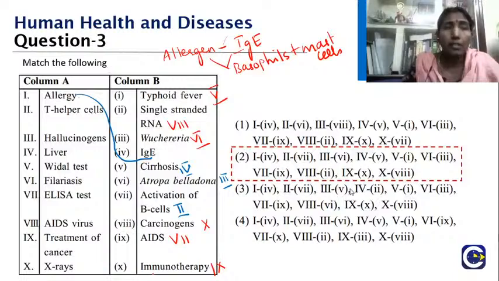The treatment of cancer, apart from all the other therapy, immunotherapy is an upgrowing one in the field of oncology. And what about the X-rays? Yes, it is one of the potent carcinogens. So like that you have to match the derive with the answers.